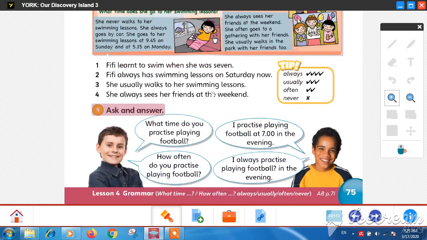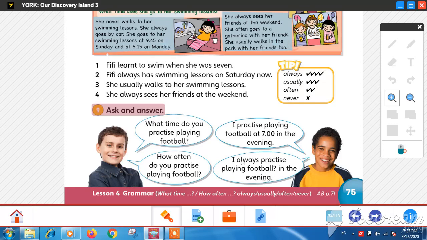Here, ask and answer. You can do this with a partner, your brother, your sister, or a member of the family. Right? What time do you practice playing football? I practice playing football at 7 o'clock in the evening. How often do you practice playing football? I always practice playing football in the evening.